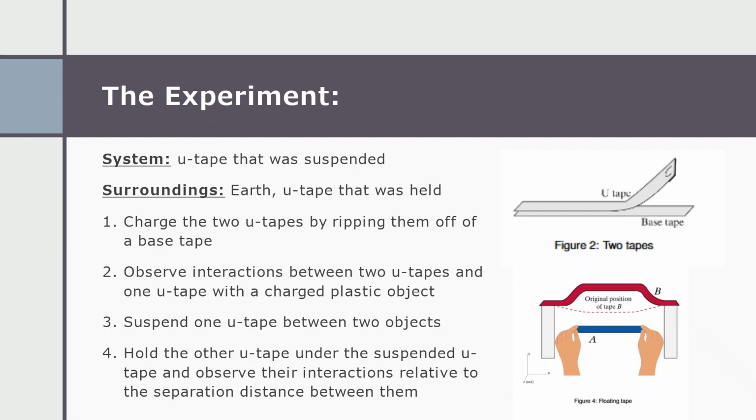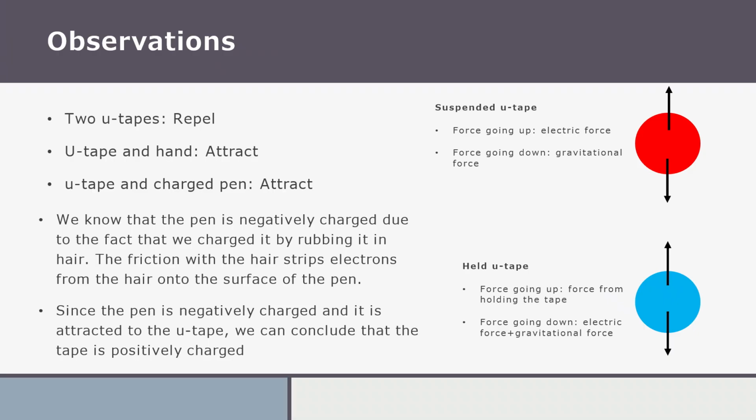Then we suspended one U-tape between two objects and held the other U-tape under the suspended U-tape and observed their interactions relative to the separation distance between them. Our observations were that two U-tapes repel, the U-tape and the hand attract, and the U-tape and a charged pen attract also. We know the pen is negatively charged because we charged it by rubbing it in hair. The friction strips electrons from the hair onto the surface of the pen, which would make it negatively charged.